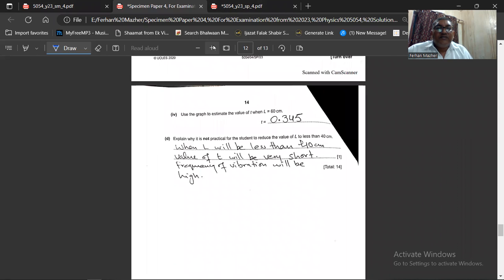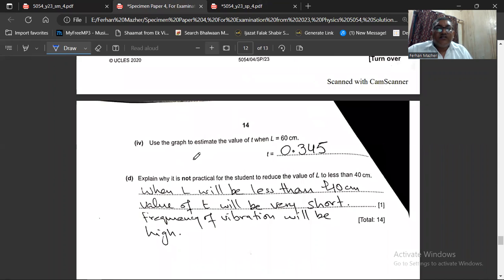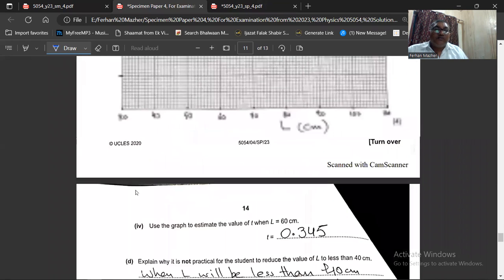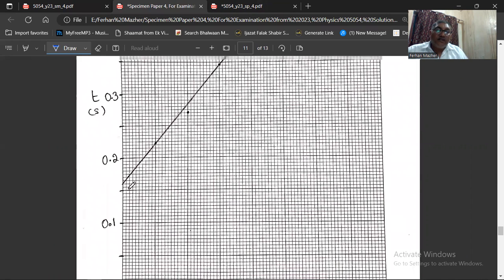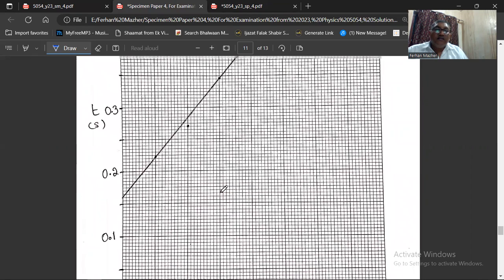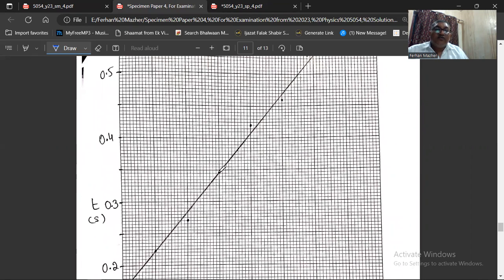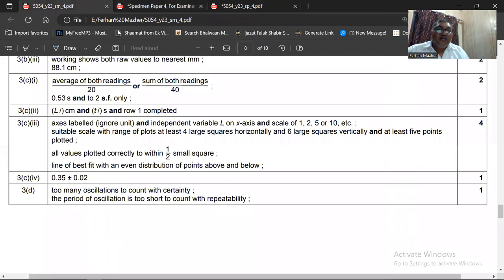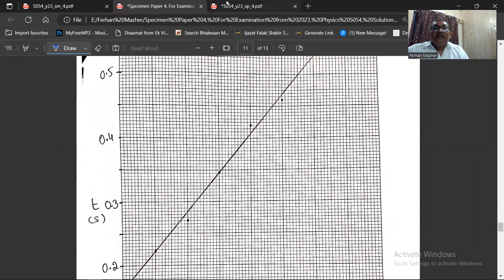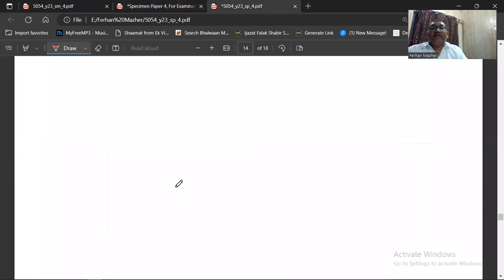So this reading will be 0.345 from the graph. Let me say this is 60. So how much is this reading? This is 0.345. So our answers are right. This is the marking scheme. Okay. The question is over. Now we are going to the next question.